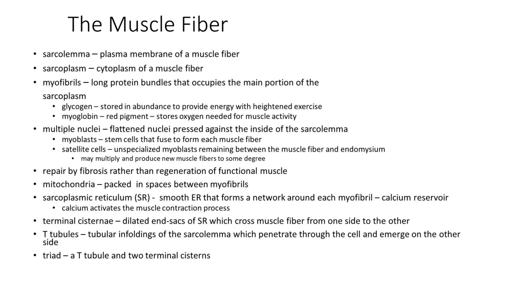We have multiple nuclei, which are flattened nuclei pressed against the inside of the sarcolemma, and myoblasts, which are stem cells that fuse to form each muscle fiber, along with satellite cells, which are unspecialized myoblasts remaining between the muscle fiber and endomysium. And these may multiply and produce new muscle fibers at some point. We repair by fibrosis rather than regeneration of functional muscle. And we have many mitochondria that are packed into spaces between the myofibrils.